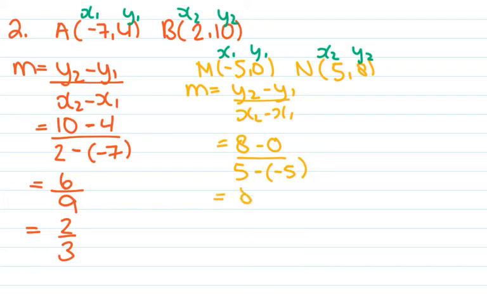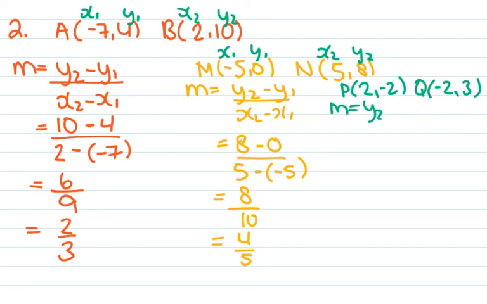8 minus 0 is 8. 5 minus negative 5 is 5 plus 5, which is 10, and that can be reduced to 4/5. All right, and then the last one is P and Q. P is (2, -2), and Q is (-2, 3).